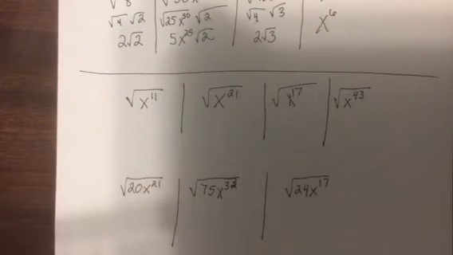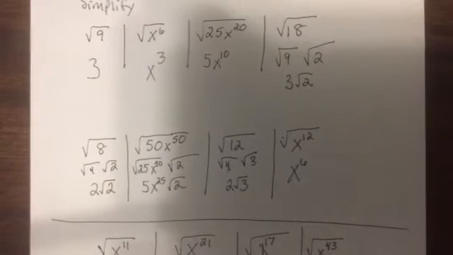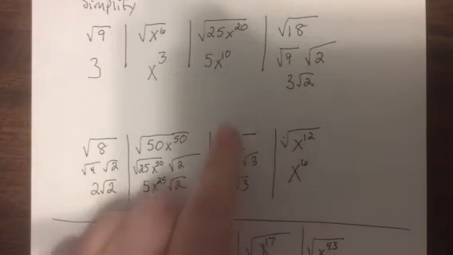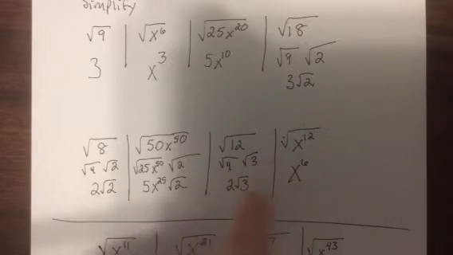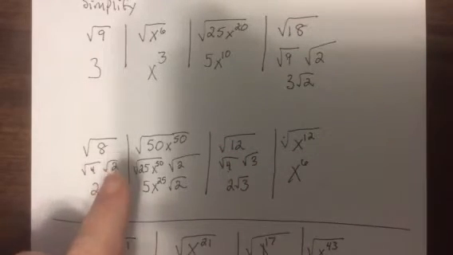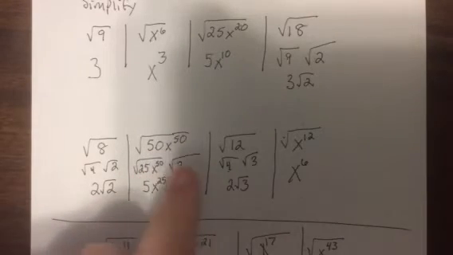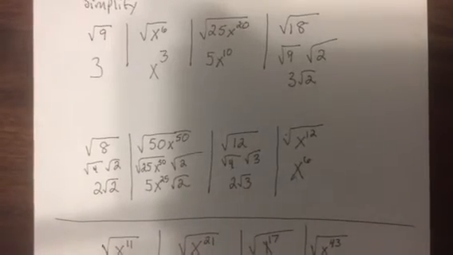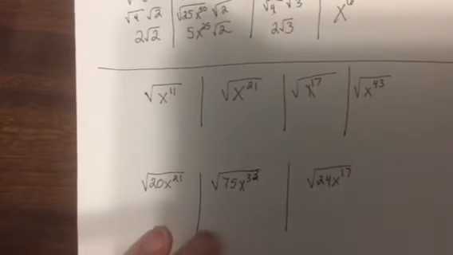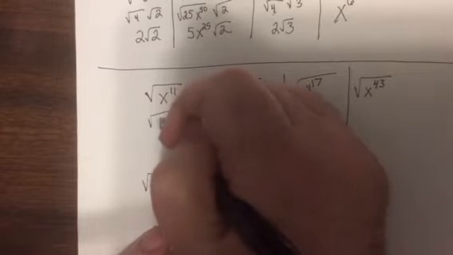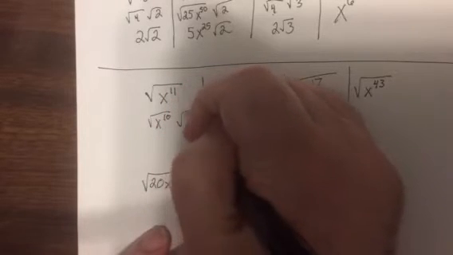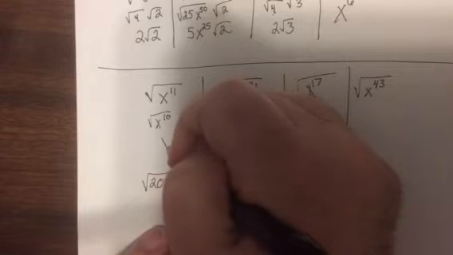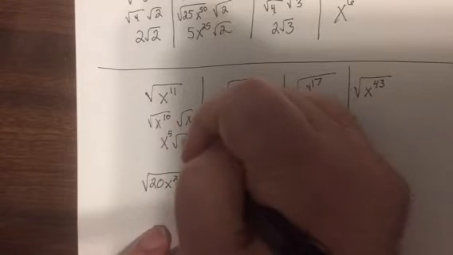Now, what if the powers are not even? Well, we need to do that like we did with the numbers. 50, not a perfect square. 12, not a perfect square. 8, not a perfect square. So you break it up. So, x to the 11, I need to break off one of the x's so that I have an even number. So that'd be x to the 5th times square root of x.